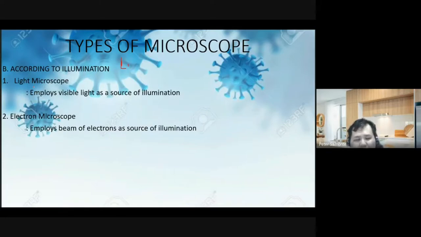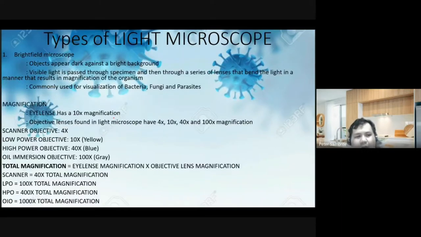So back on topic, your light microscope would employ visible light as a source of illumination. Then another type of microscope according to your illumination would be your electron microscope. Now your electron microscope would employ beams of electrons as a source of illumination. So this is another type of light source, class. I'll show this to you later. Okay, let's tackle the different types of light microscope, class.